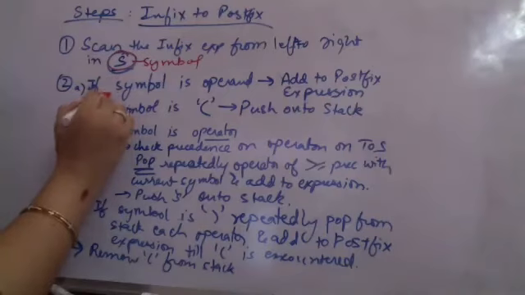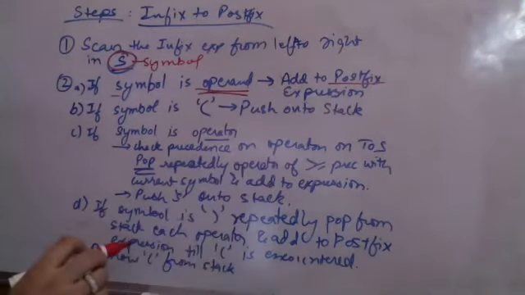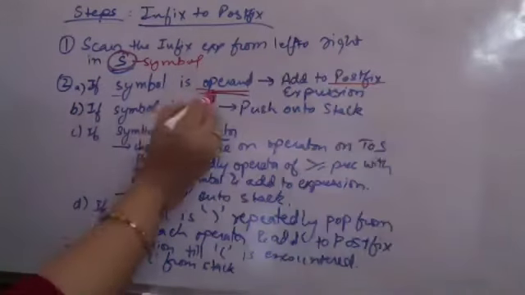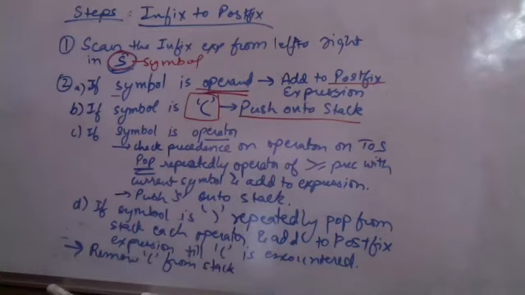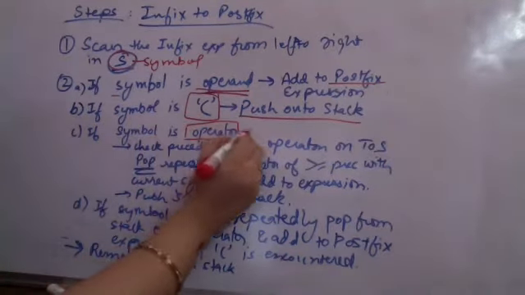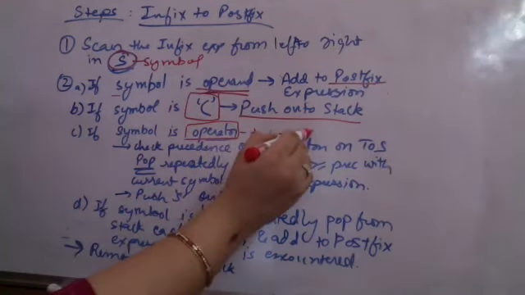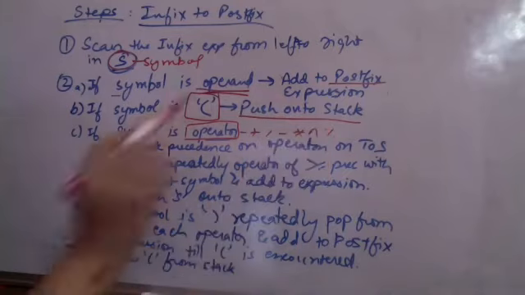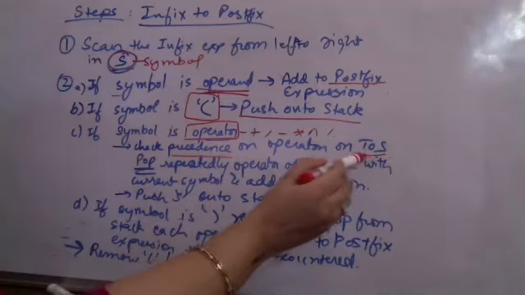Now, if the symbol S is an operand, add it to the postfix expression. If the symbol is an opening parenthesis, push it onto the stack. If the symbol happens to be an operator, plus, minus, divide, multiply, exponent, remainder, whatever the symbol is, check the precedence of the symbol on the top of the stack.